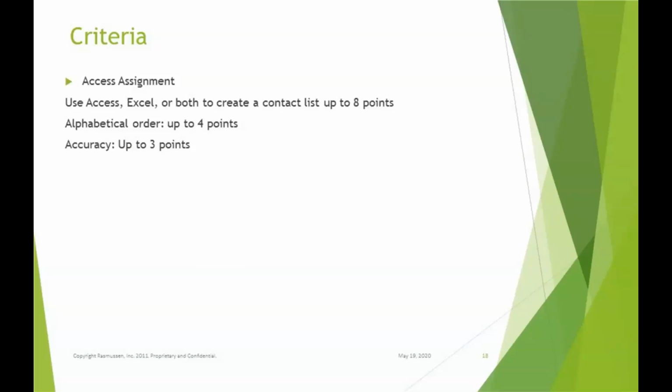So you get contact list up to 8 points, alphabetical order 4 points, accuracy 3, and it's supposed to look like the assignment page, except that the assignment page is partially wrong because it's not in the alphabetical order that we want, right? A to Z from top to bottom.